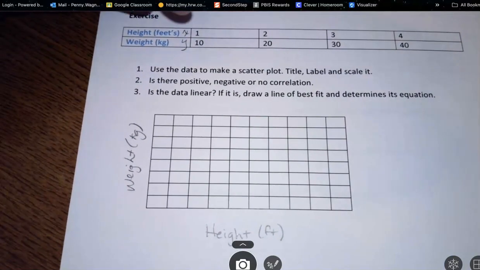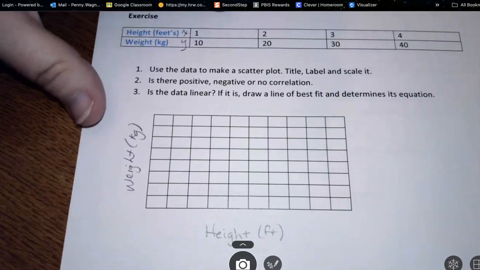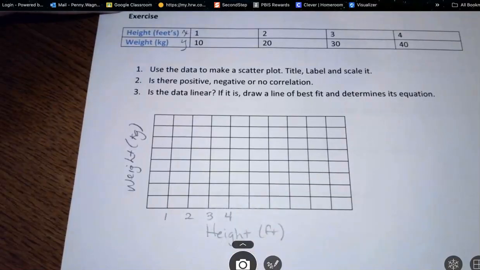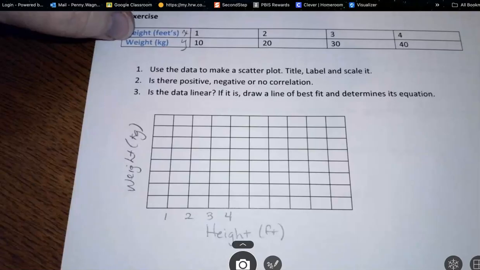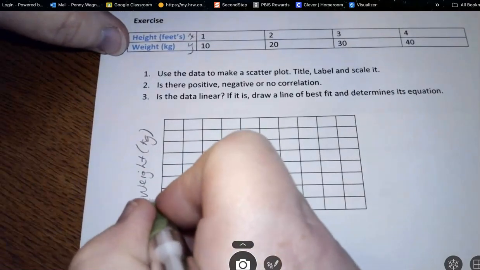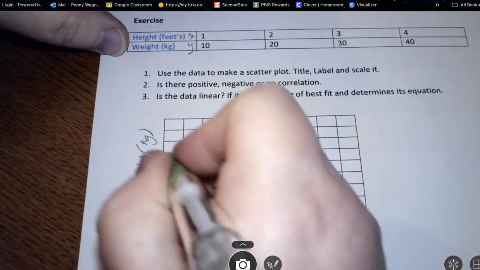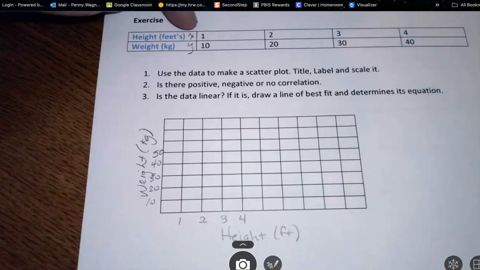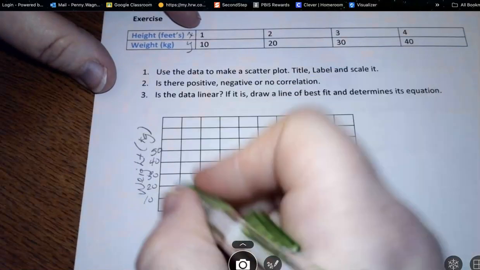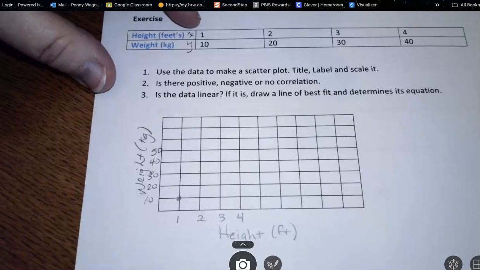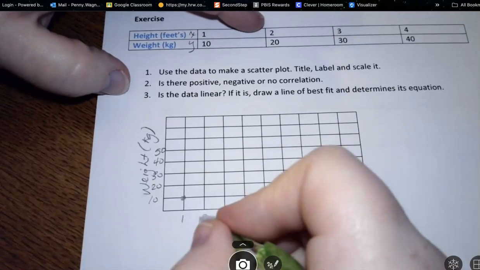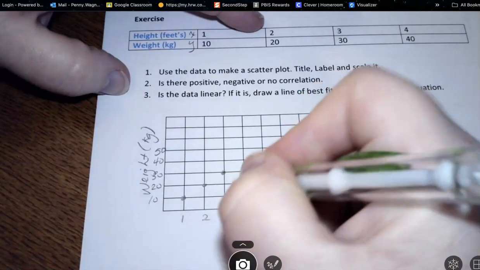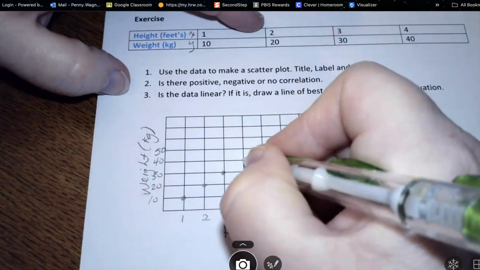And it looks like I have 1, 2, 3, 4. And then my weight looks like it's going up by tens. So I go 10, 20, 30, 40, and 50 along the side here. So at 1, 10, there's my point. At 2, 20, I have a point here. At 3, 30, and at 4, 40.